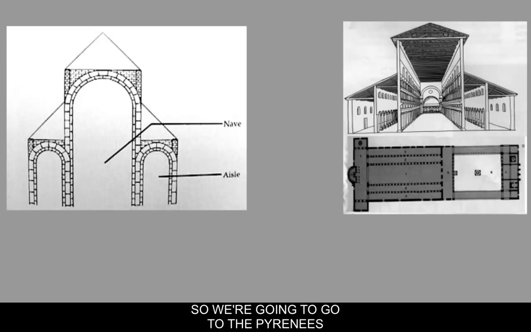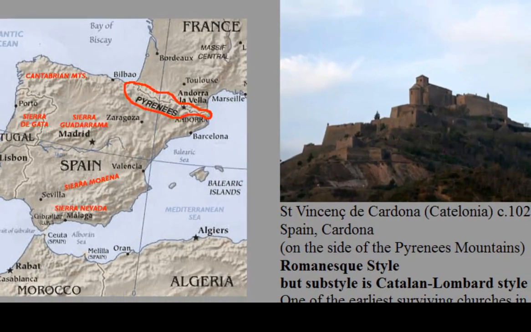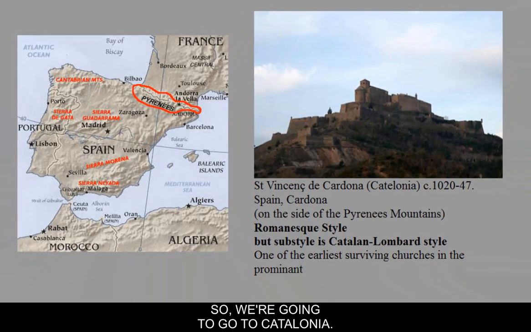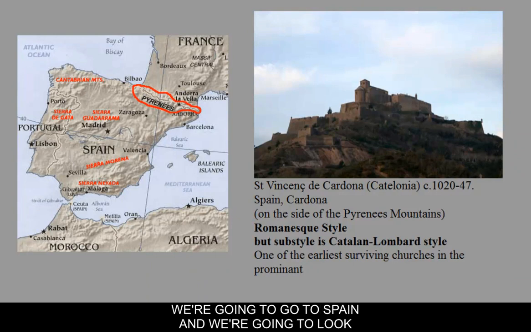Now, the reason why I'm mentioning that is the Romanesque style is sort of a short, flat, stocky, almost castle-like building. So we're going to go to the Pyrenees to look at a typical Romanesque style church that we can see that is the beginning of the Romanesque era more or less and how churches were built. So we're going to go to Catalonia. We're going to go to Spain, and we're going to look at a Romanesque style church, Saint Vincent in Cardona.